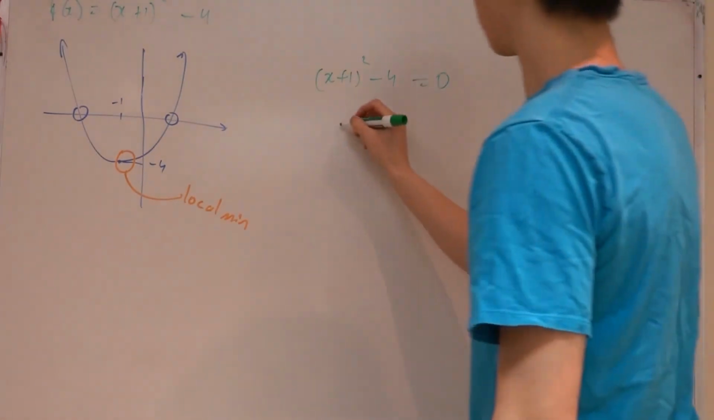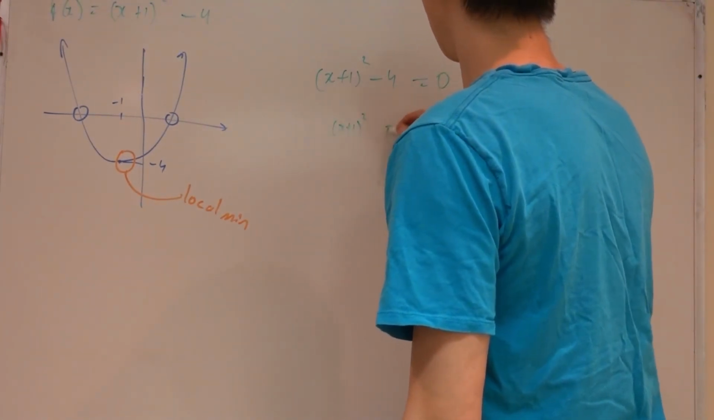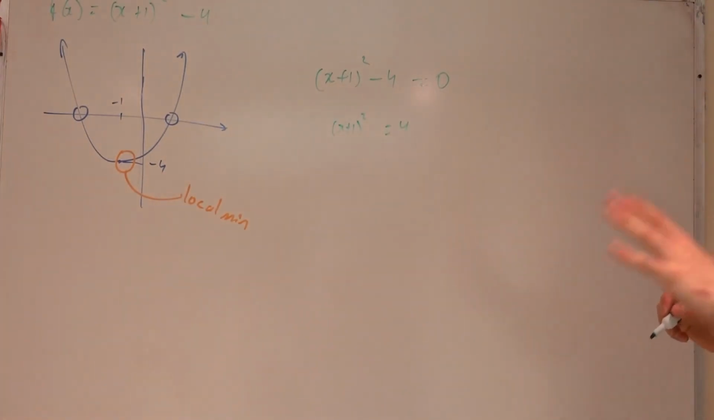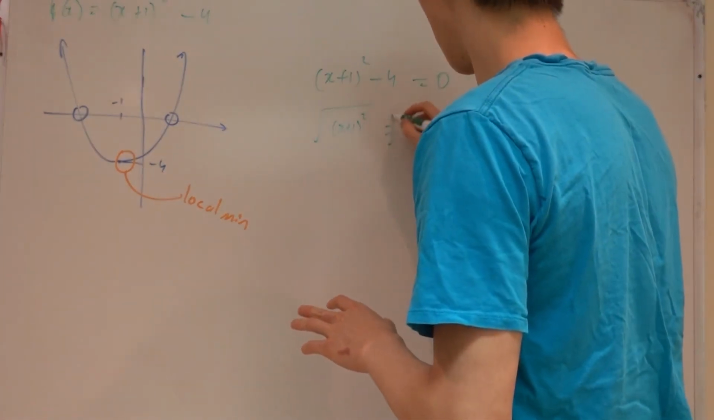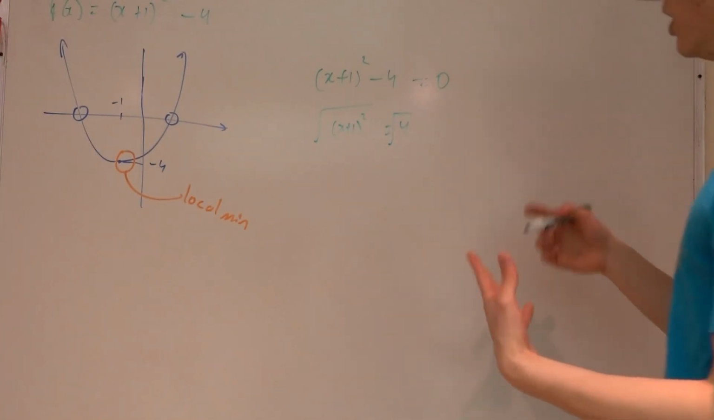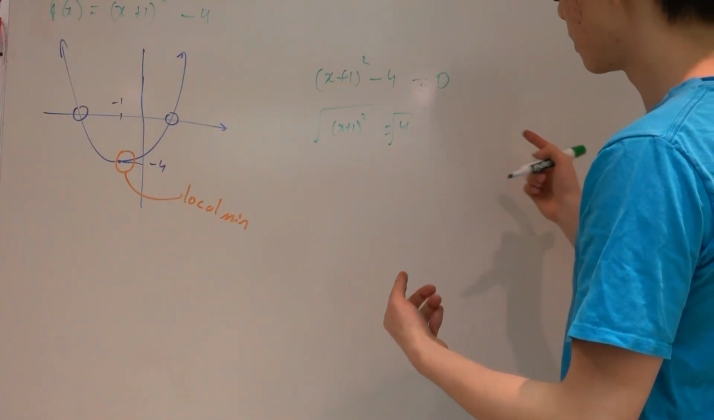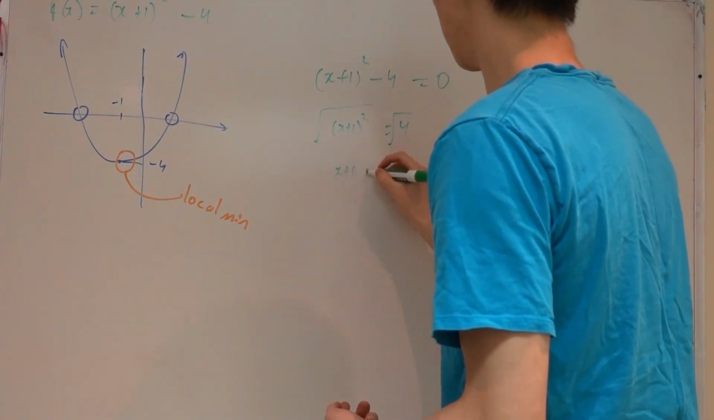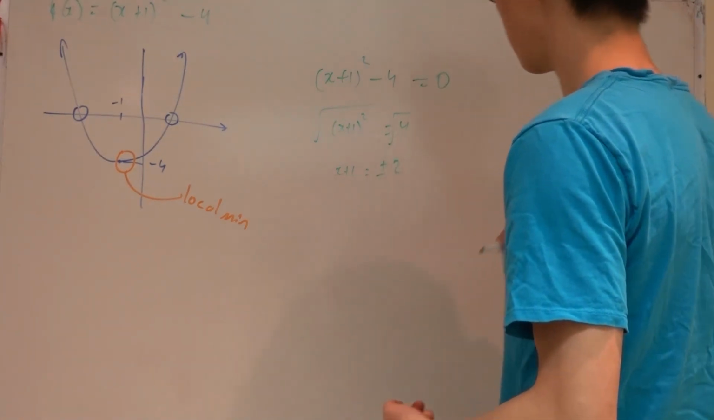Throw the 4 onto the other side, you get (x + 1)^2 = 4. Be very careful here and apply the square root to both sides. When you do this, you need to take the positive and negative square root. So you get x + 1 is equal to plus or minus 2.